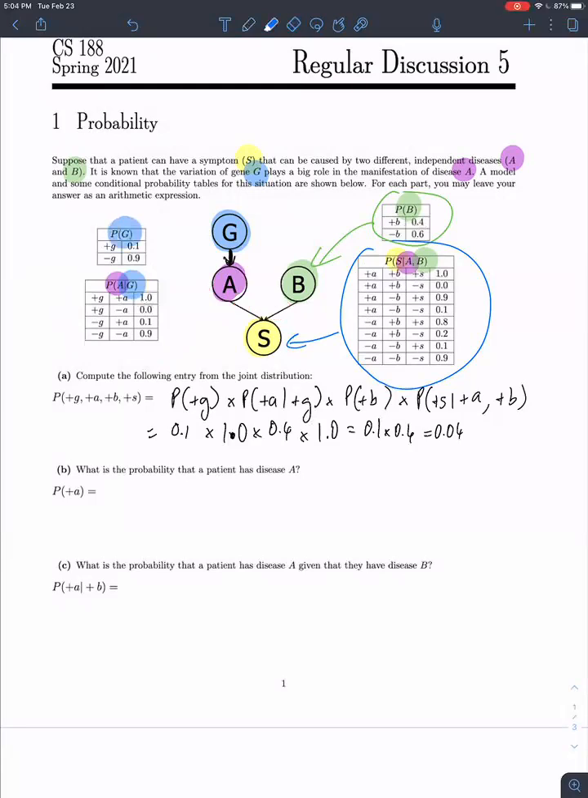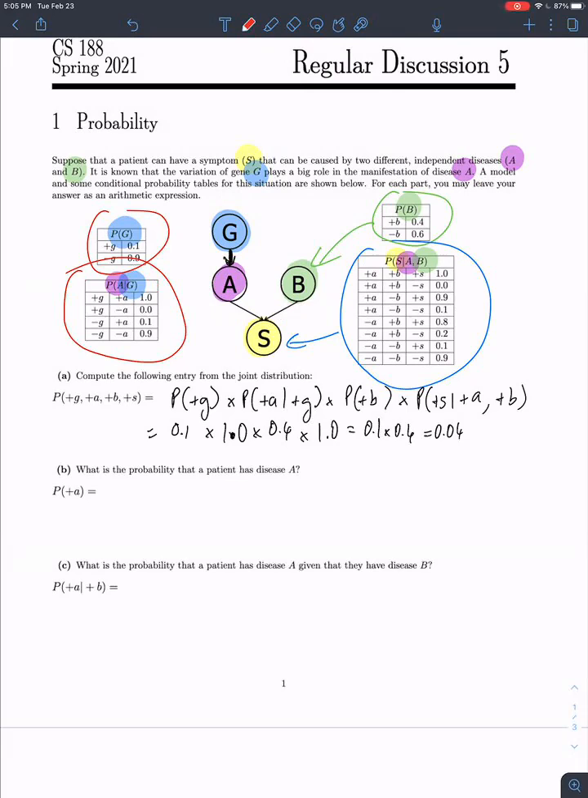Okay, we've covered probability of G. All right, next question. What is the probability that the patient has disease A? So basically, our job is going to be to write it in a way that we're using numbers here, right? Because we have those numbers, so we just want to get probability of A in terms of those numbers.